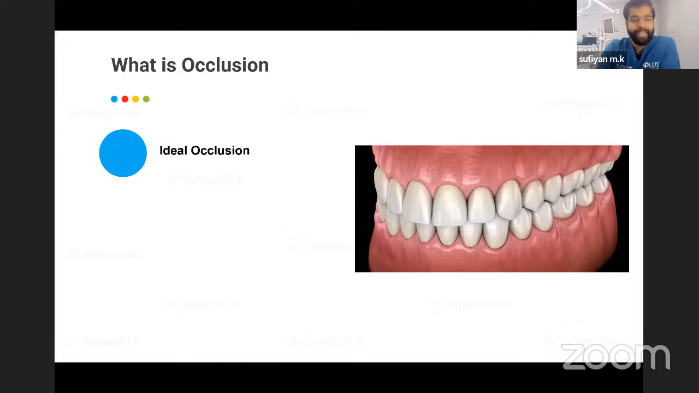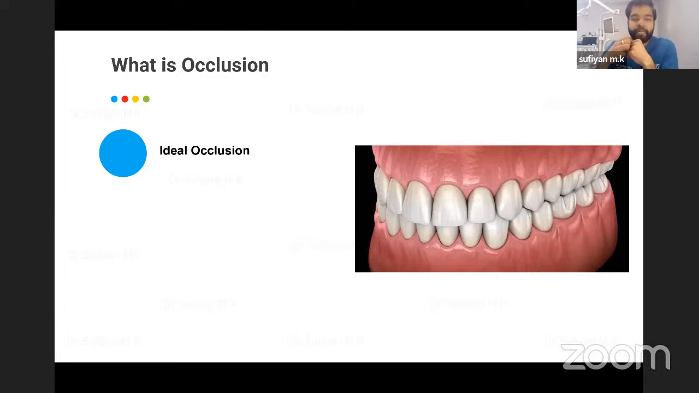So let's get to know ideal occlusion. Ideal occlusion is when the maxillary teeth slightly overlap the mandibular teeth on the labial surface, and the teeth in the maxillary arch are in maximum contact with the mandibular teeth in a definite pattern.